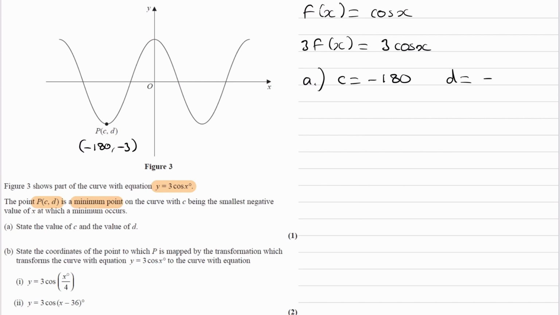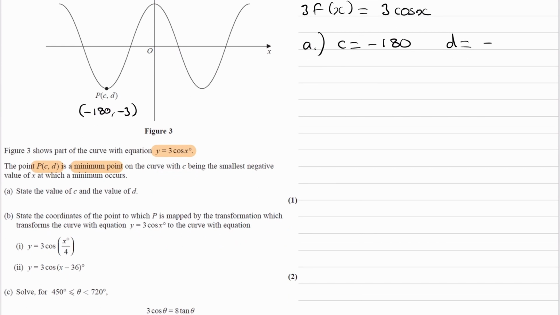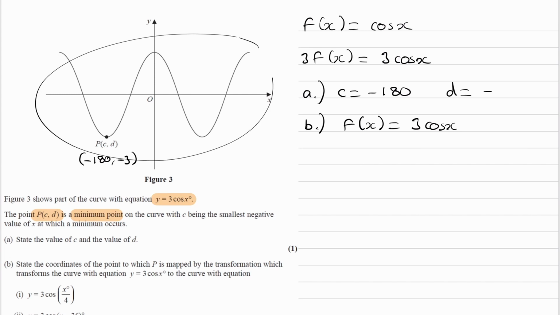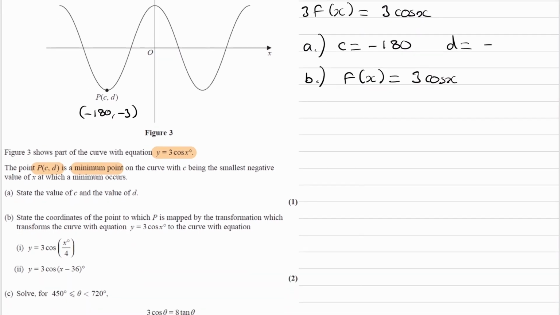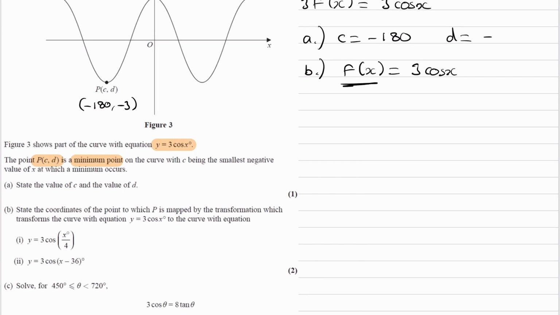For part B, state the coordinates of the point to which P is mapped by the transformation, which transforms the curve with equation y is equal to 3 cos x to the equations below. So following the same kind of logic, let's say now that f of x is equal to 3 cos x, which is our original graph that we had here. We're trying to transform that. So I'm starting with f of x being 3 cos x and then thinking about what I have to do to f of x to get these two things.